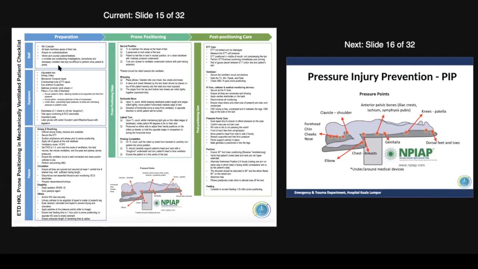Okay, so sebelum awak pronekan patient, make sure semua langkah-langkah yang kita kat bawah ni akan dibuat. Patient tu tak ada plan nak hantar ke CT brain, okay, ataupun nak buat X-ray, sebab bila patient dah prone, you cannot do that soon. Okay, so other than that, prone position, the decision should be made by our emergency physician. Okay, so don't simply just prone the patient. Please ask your EP first.